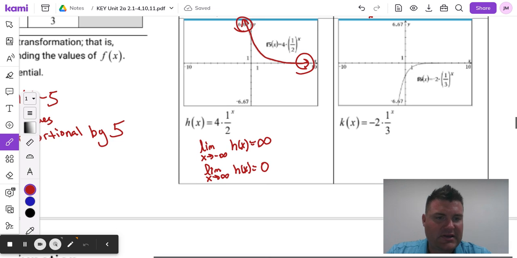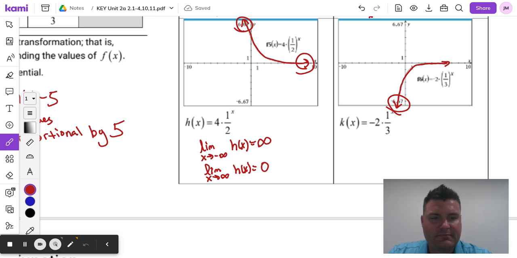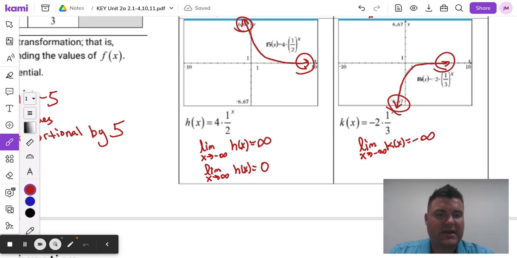And last but not least, we have k here, which is the flipped version of a decay. So our left hand behavior for k of x is going to approach negative infinity, as you can see. And then our right hand behavior levels out at 0. So that's going to equal 0.